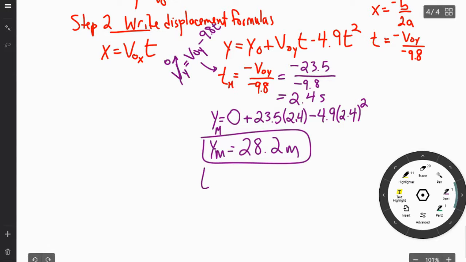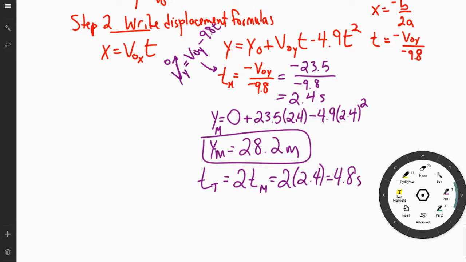Now, our total time, right? So if our t max time is half our total time, that means our total time is 2 times our max height time. So it's going to be 2 times 2.4, which is going to be 4.8 seconds. Again, if you look at the last video, the way we solved it, we got 4.8 as our total time. Okay?